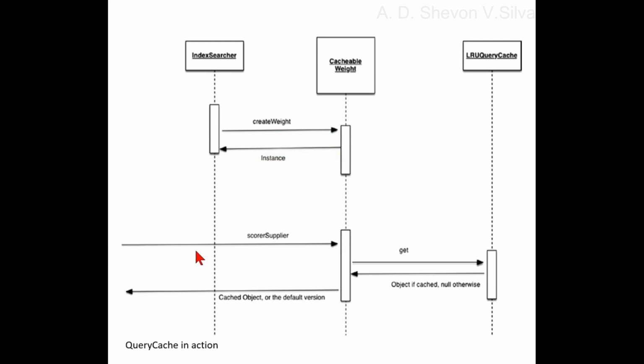Then the ScorerSupplier is given to CachingWrapperWeight, and CachingWrapperWeight is connected to LRUQueryCache via get. Then LRUQueryCache is connected to CachingWrapperWeight via the object if cached, null otherwise. Then the CachingWrapperWeight is providing a cache object or the default version.